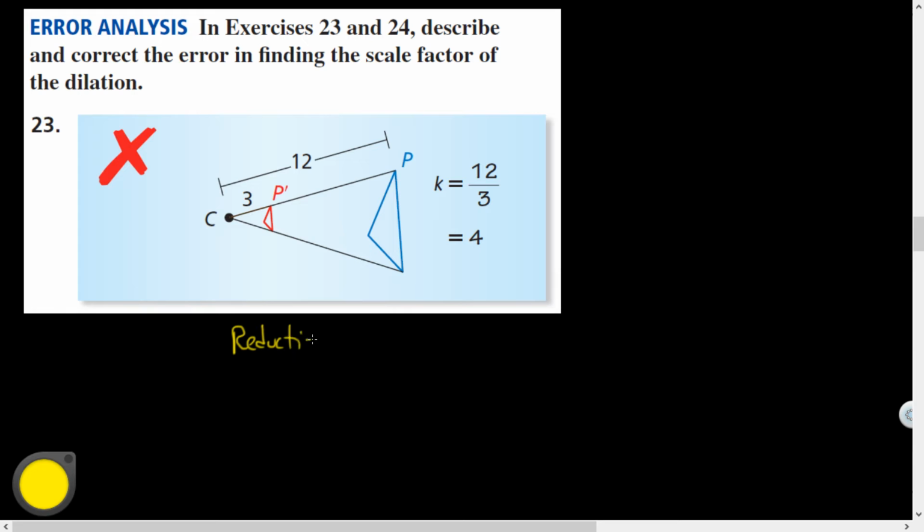Yeah, this was supposed to be a reduction, so when you find the k, it should have been 3 to 12, not 12 to 3. So the k, the scale factor, was 1/4. I like that little loop on the k there. That's pretty sweet.